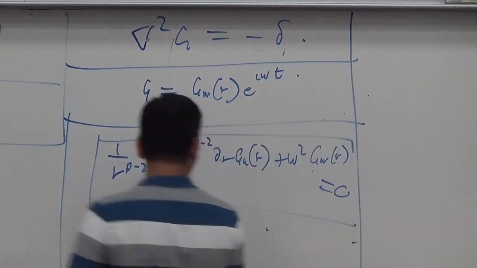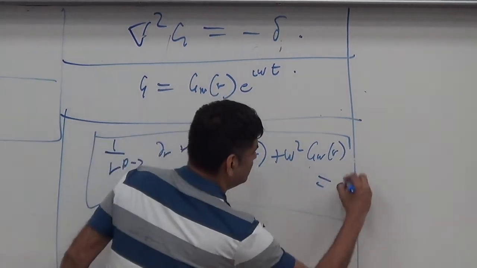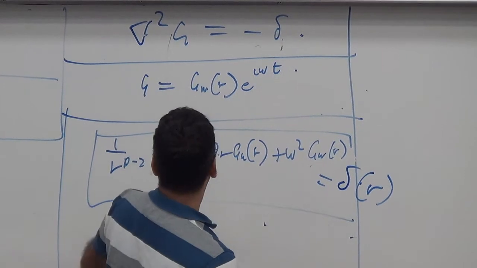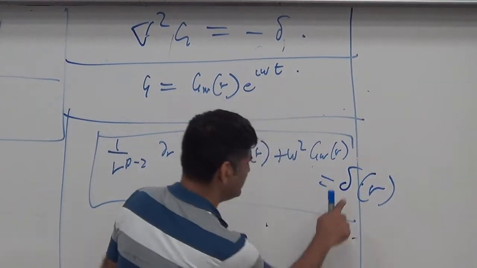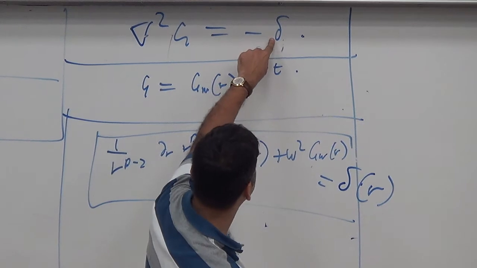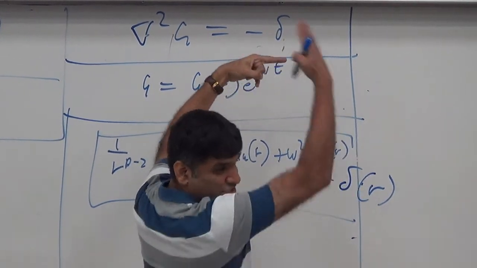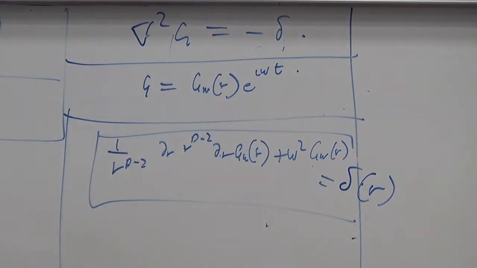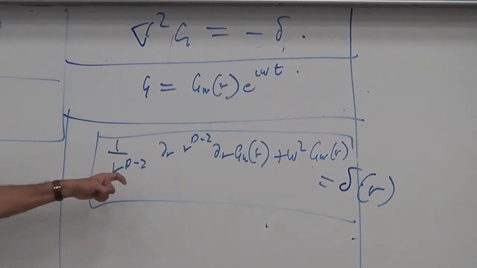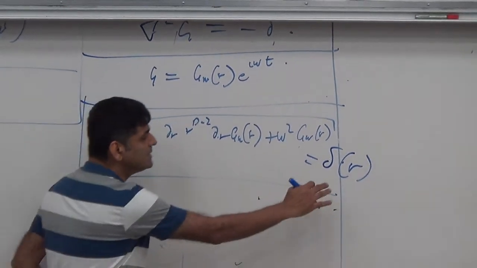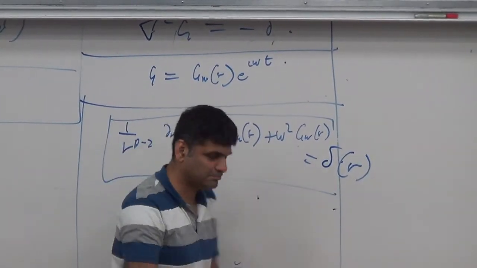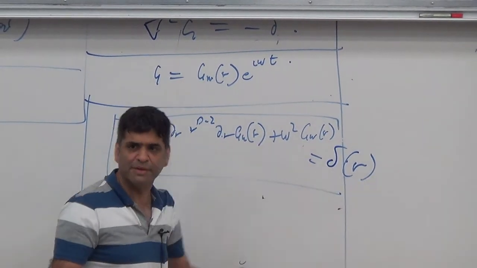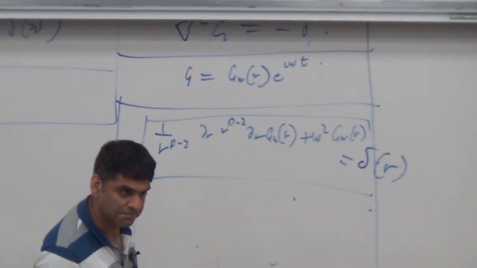Excellent. This is equal to, of course, delta. In fact, it's delta of r at every omega. The same delta, because when you Fourier transform this delta in time, it's just one. It's the same, there's no omega again. Now what we're going to do is to solve this equation, first staying away from r equals 0, and then we'll understand how to solve it even at r equals 0.